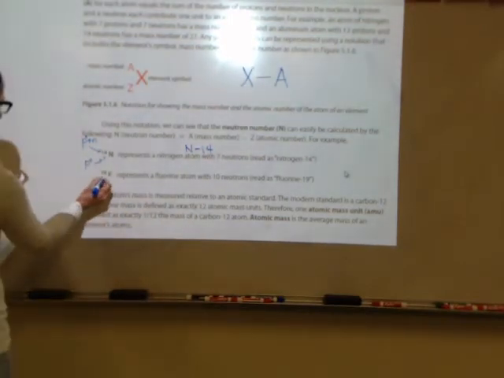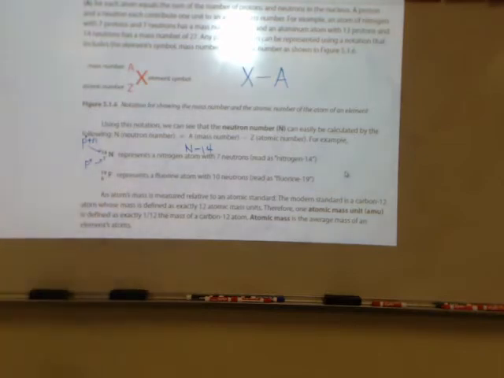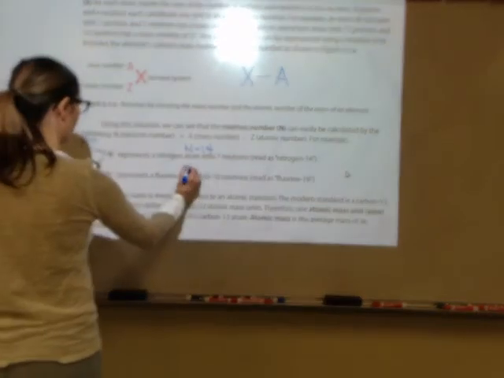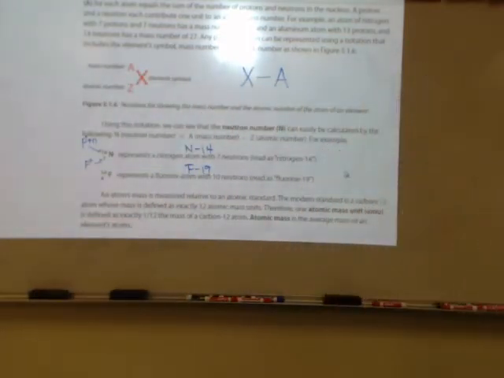Down here, I've got fluorine. 19 is the mass number, 9 is the atomic number. 19 minus 9 gives me 10 neutrons. This can also be written as F-19, which is read as fluorine 19.